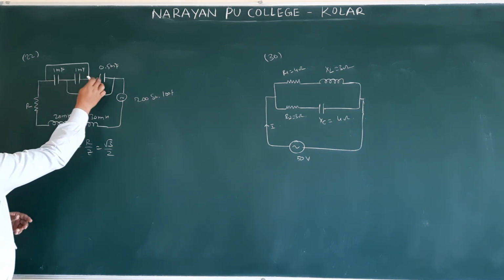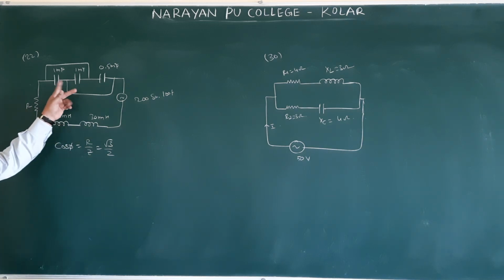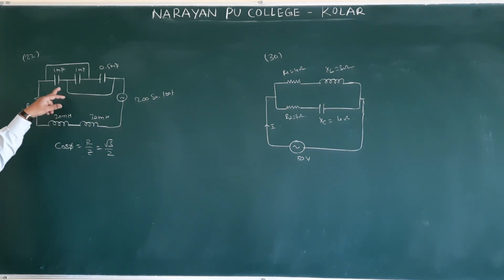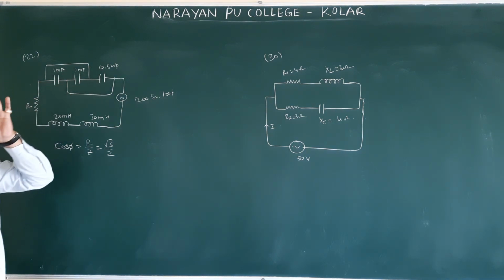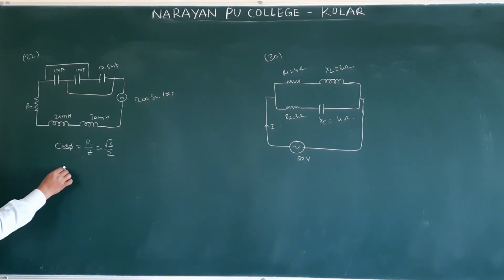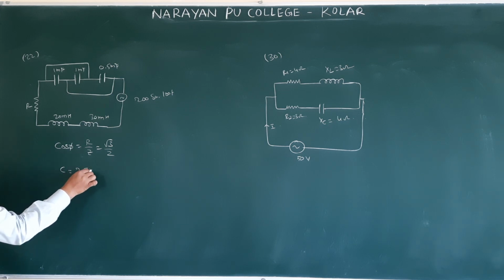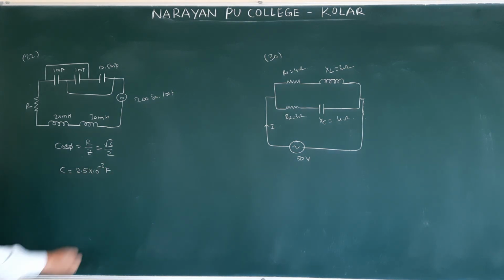So how are these three capacitors connected? These three capacitors are connected in parallel. We already discussed this previously in capacitors and resistors also. Parallel means what is the formula? C1 plus C2 plus C3. 1 millifarad plus 1 plus 0.5, so 1 plus 1 is 2, 2 plus 0.5 is 2.5. The resultant capacitance is 2.5 into 10 power minus 3 farad.